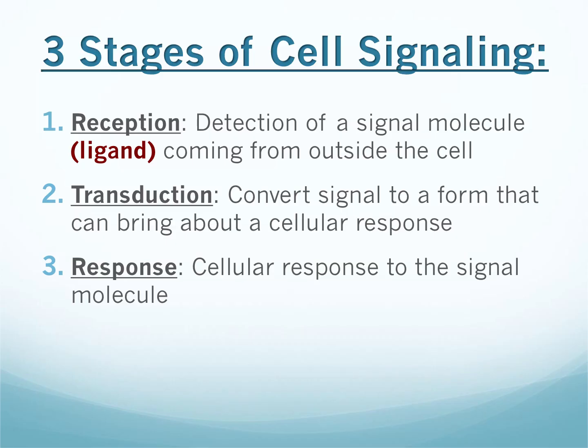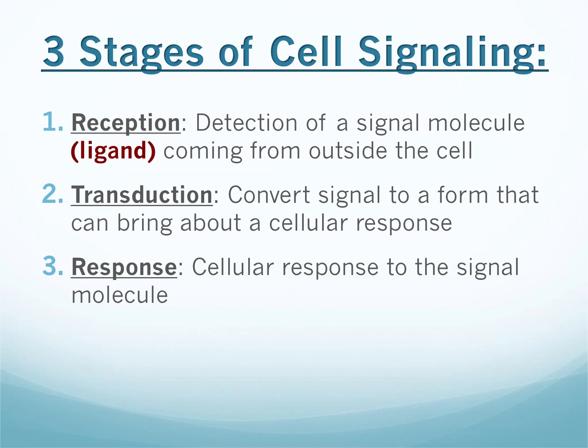So there's three main stages to cell signaling. We're going to think of it like picking up a telephone. The first one's going to be reception. That's basically picking up the phone and saying hello. This is detection of the signal molecule. We're going to call it, from now on, not a signal molecule, we're going to call it a ligand. Ligand is the signal. So instead of signal, we're going to say ligand.